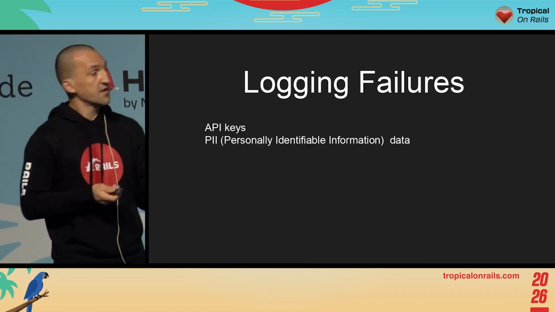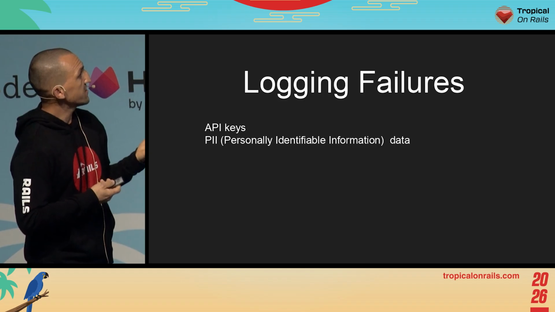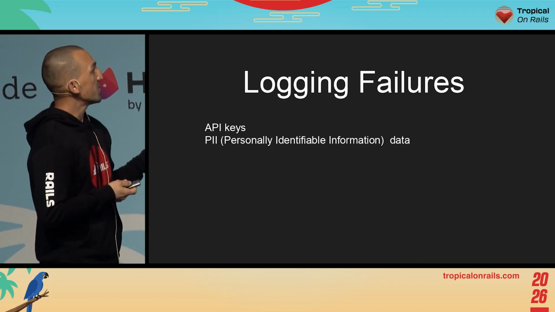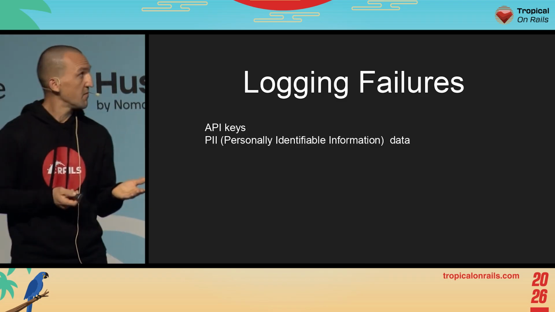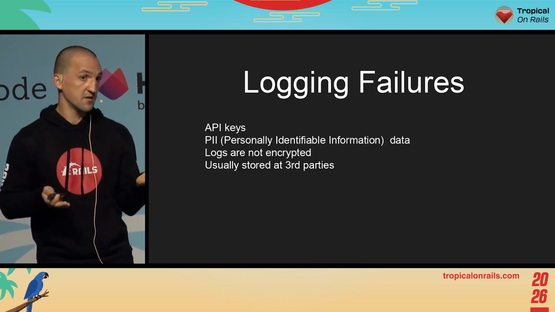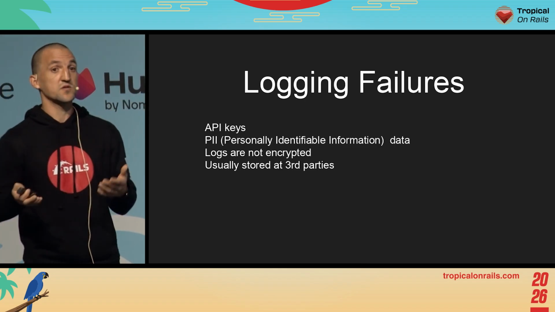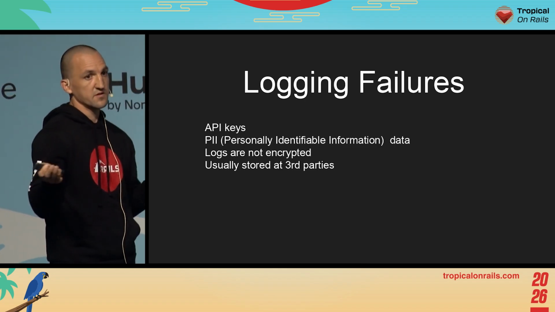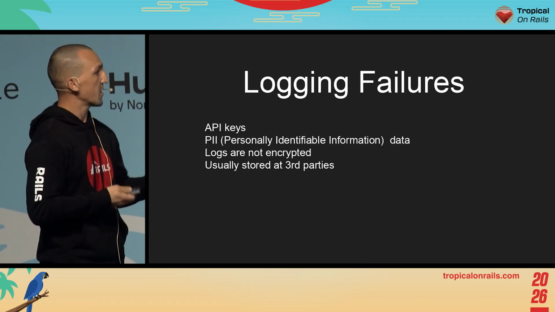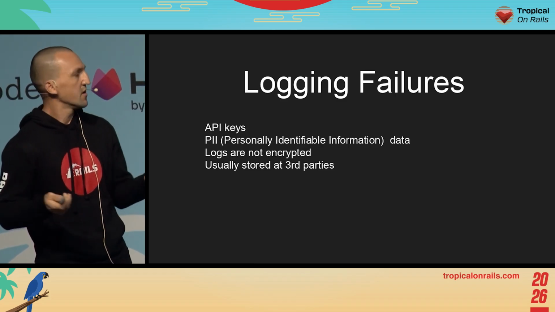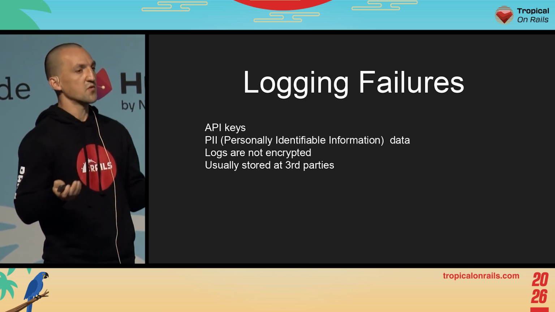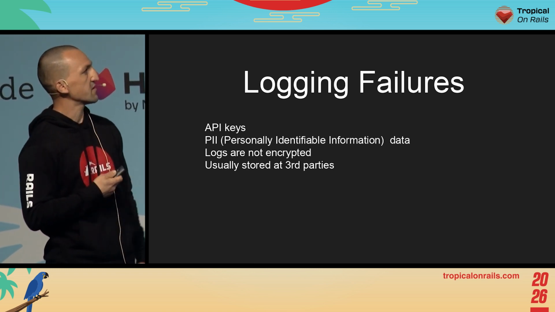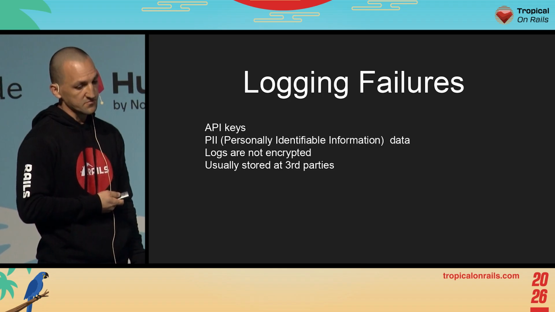The issue with this one is if you put sensitive information into your log files, like API keys or personally identifiable information. The reason why this is a problem is because your logs are not encrypted, so it's plain text. Usually you store your log files at a third party, so you kind of lose control over authorization, and logs are more relaxedly handled by authorization. More people can access them than maybe your personally identifiable information in the application.